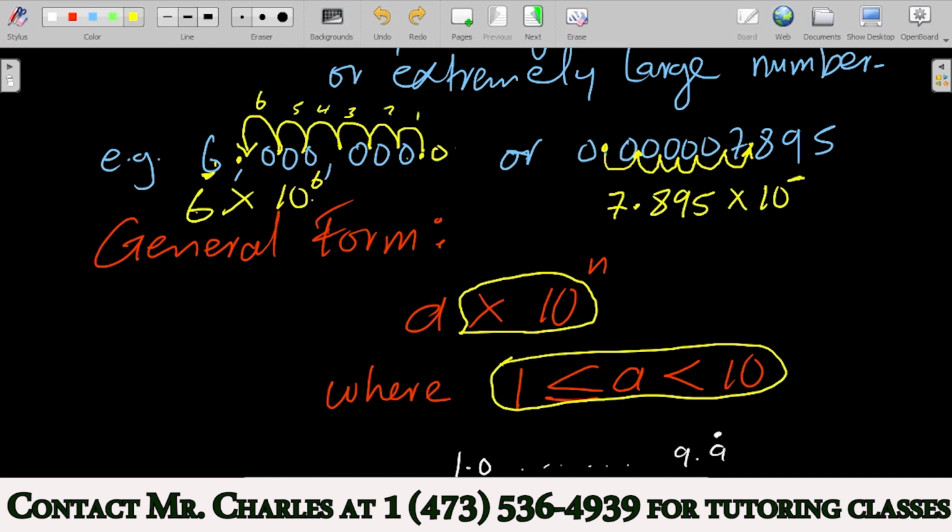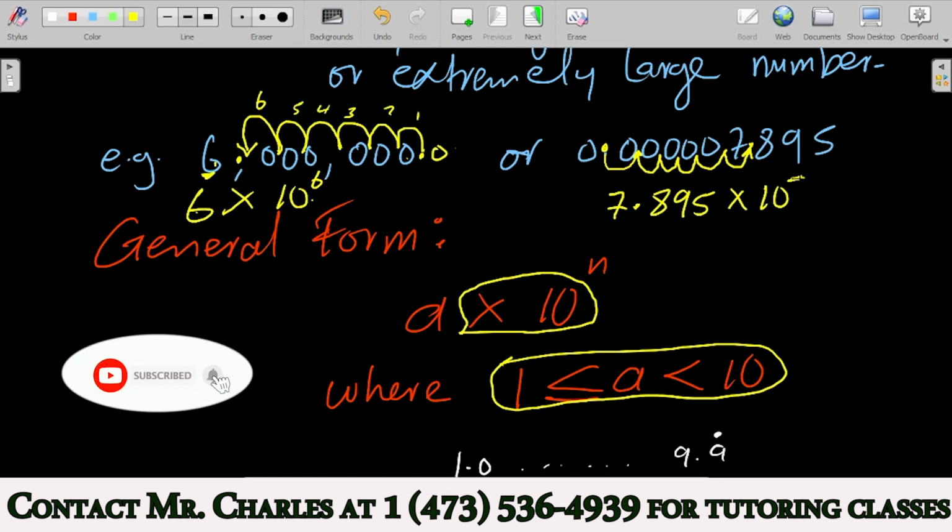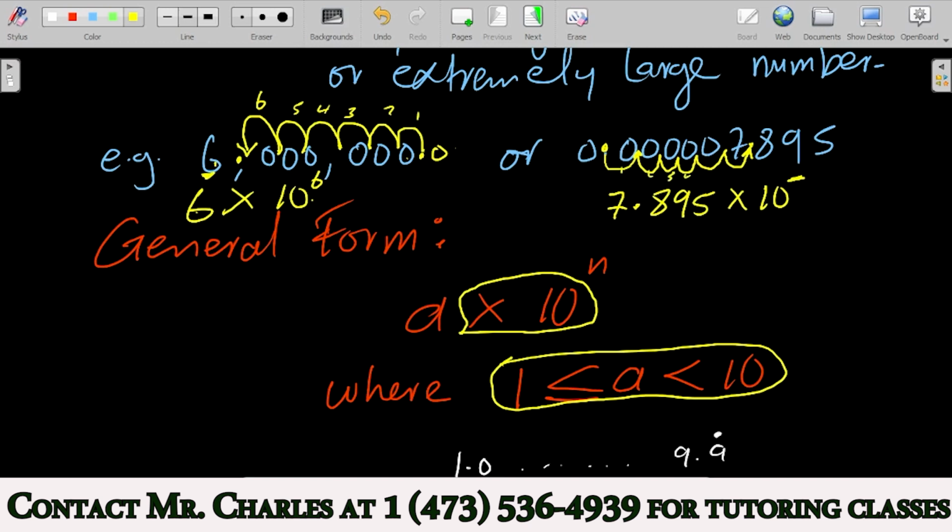Here the power has to be negative, so when we multiply 7.895 by 10 to the power of negative the number of places we move the point, so we move it 1, 2, 3, 4, 5, 6 places, so negative 6. Right, so when we multiply 7.895 by 10 to the power of negative 6, we should get back 0.00007895. So that is how you represent numbers or digits in standard form or scientific notation.